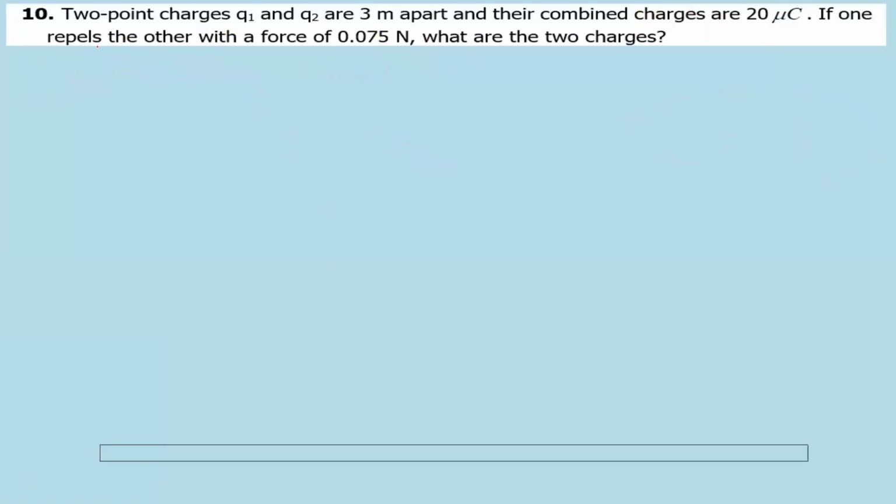Question number 10. Here it is said two point charges Q1 and Q2 are 3 meters apart and their combined charge is 20 microcoulomb. That means you have two charges Q1 and Q2 and their sum is given as 20 microcoulomb. If one repels the other with a force of 0.075 Newton, what are the two charges? So both the charges are positive because the force between them is repulsion, and the value of the repulsive force is given to you. The distance between the two charges is also given to you. You just need to calculate the magnitude of the charges.